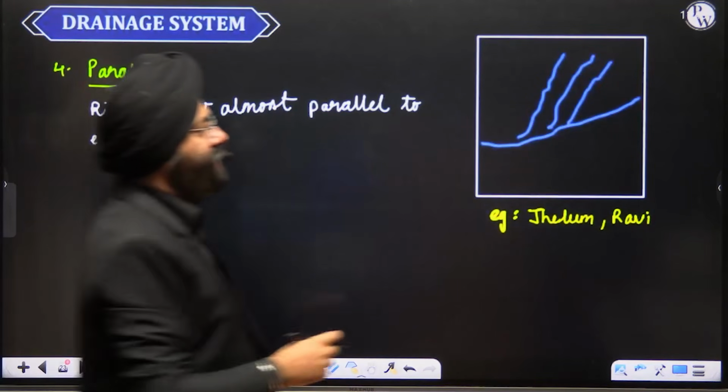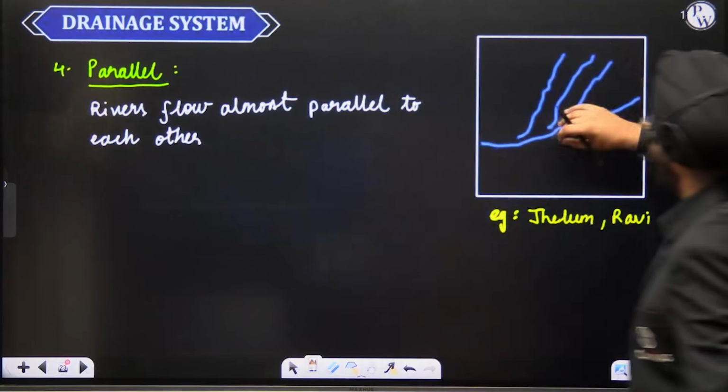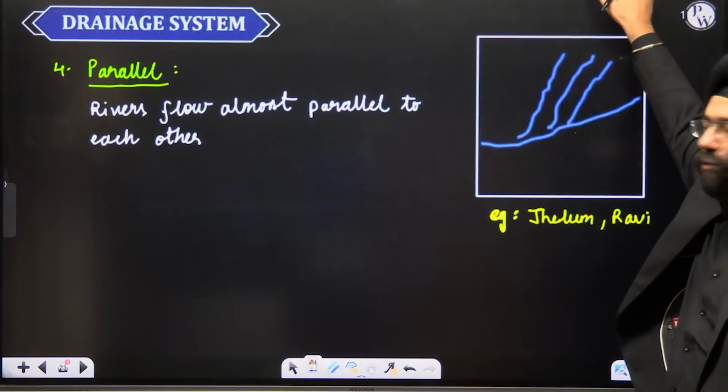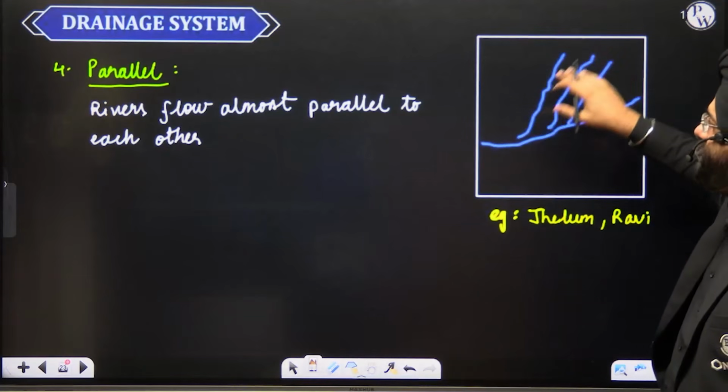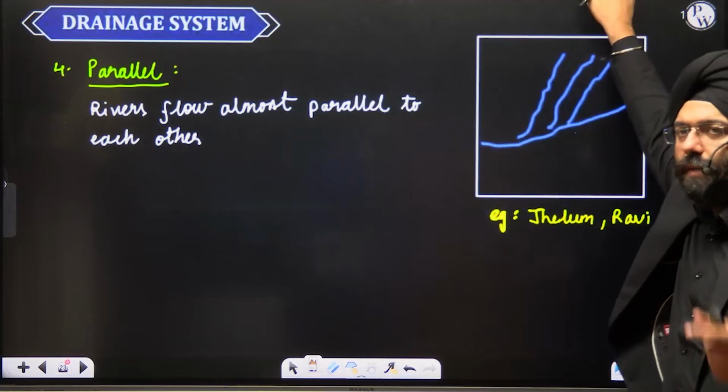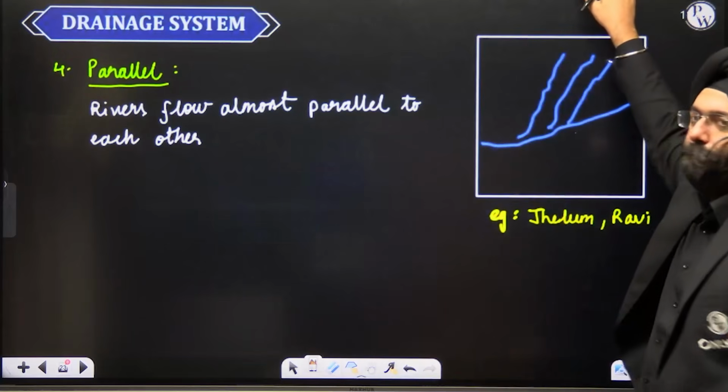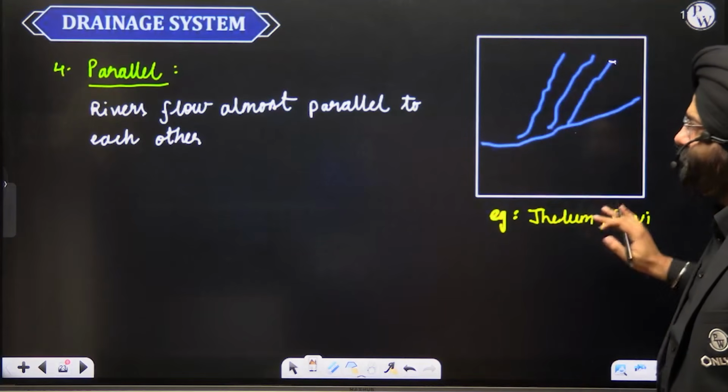Parallel. Now if you see, rivers like Jhelum and Ravi are almost parallel. So when there are rivers which are parallel to each other, joining the main river, you can call them a parallel drainage pattern. Example, Jhelum and Ravi, as I mentioned.